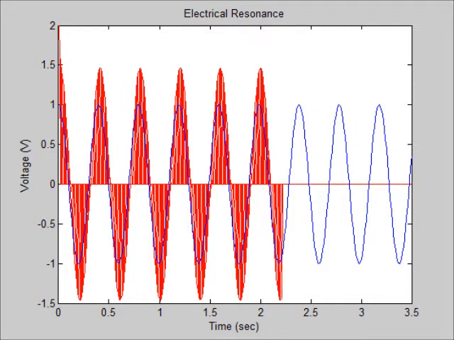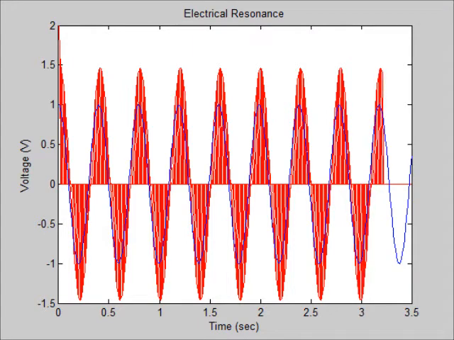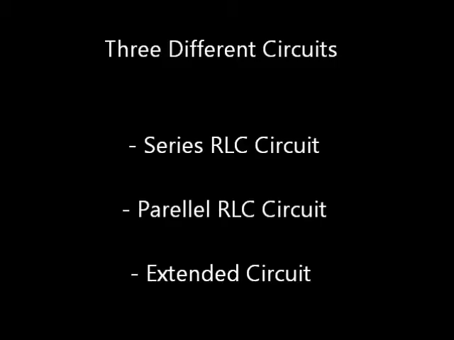This is because the forcing voltage is at the same frequency as the natural frequency of the circuit, which is causing resonance. So I'm going to look at three different types of circuits: a series RLC circuit, a parallel RLC circuit, and an extended circuit. So first of all, the series RLC circuit.